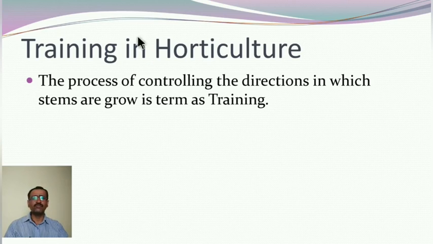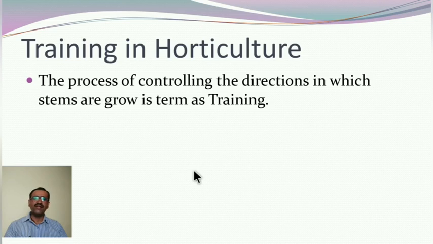Training of the plant. What is meant by training of the plant? Here, the process of controlling the directions in which stems grow is termed as training. In the early seedling condition, horticulturists train that plant to get the desired shape in the future. That practice is known as training.